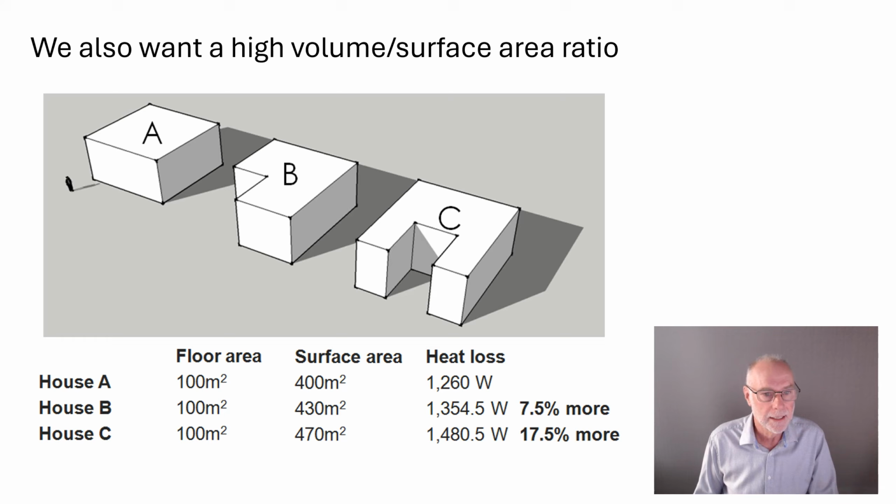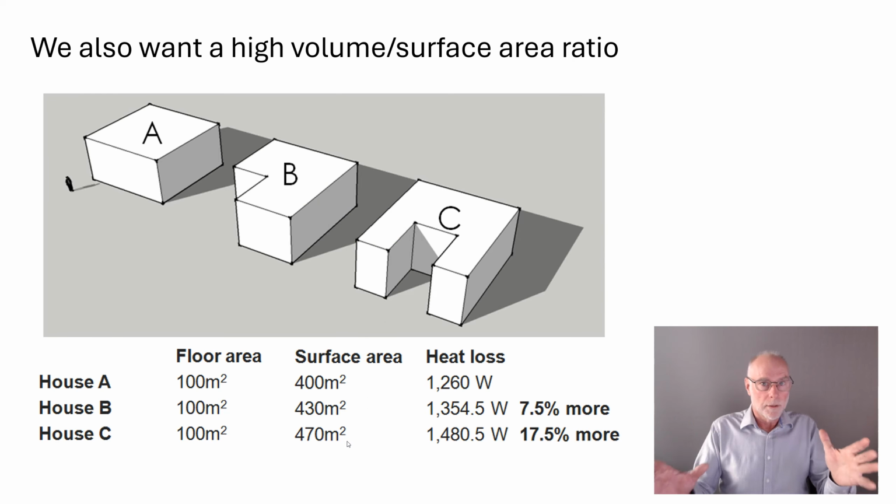So we have three houses here, A, B and C. Each of them is 100 metres square. Same size and therefore same volume because the ceiling height's the same. But the surface area of the walls and ceiling vary depending on the shape of the house. A, the rectangular or square box, has only got 400 metres square of surface area. B, just with that little change to that corner, goes up to 430 square metres. Remember, they're all the same size houses, so the volume's the same. And C, with that indent, goes up to 470 square metres. C will lose and gain 17.5% more heat than A.